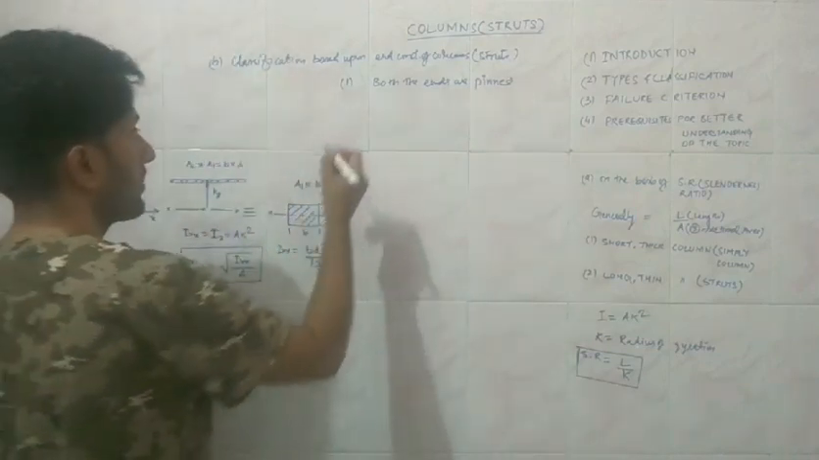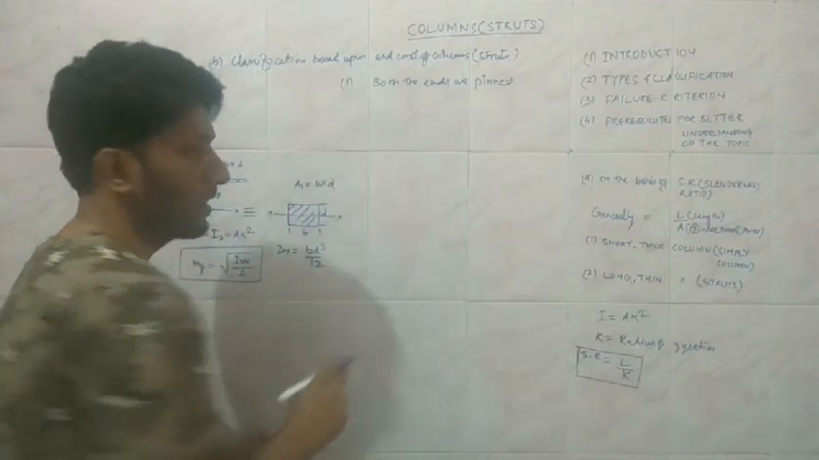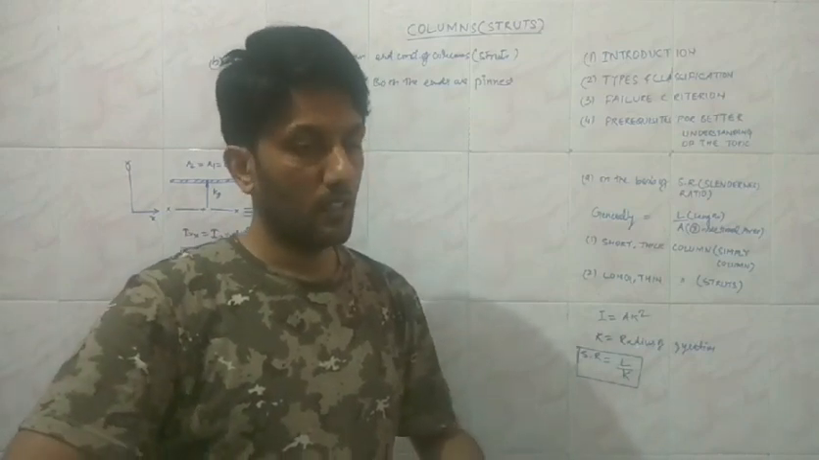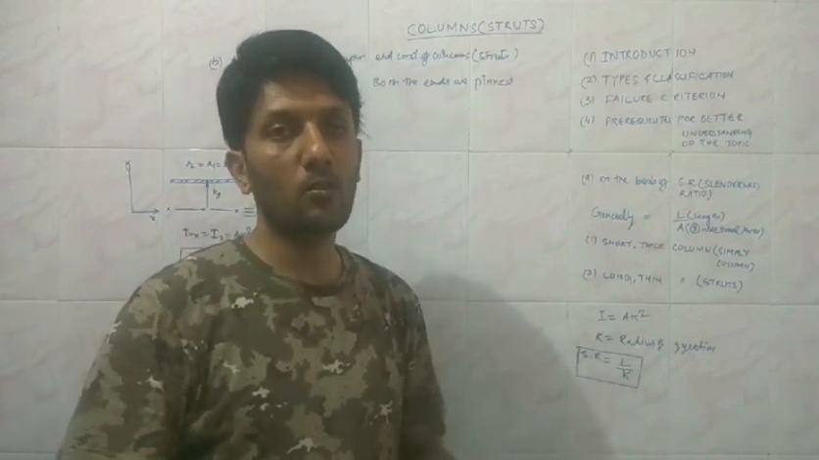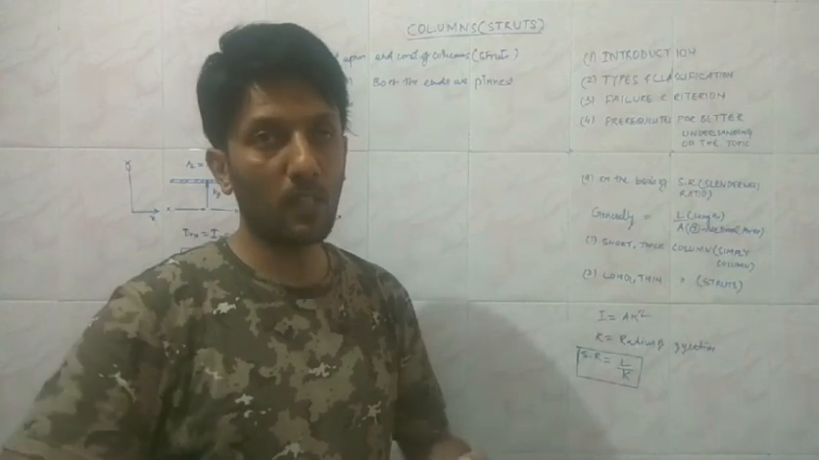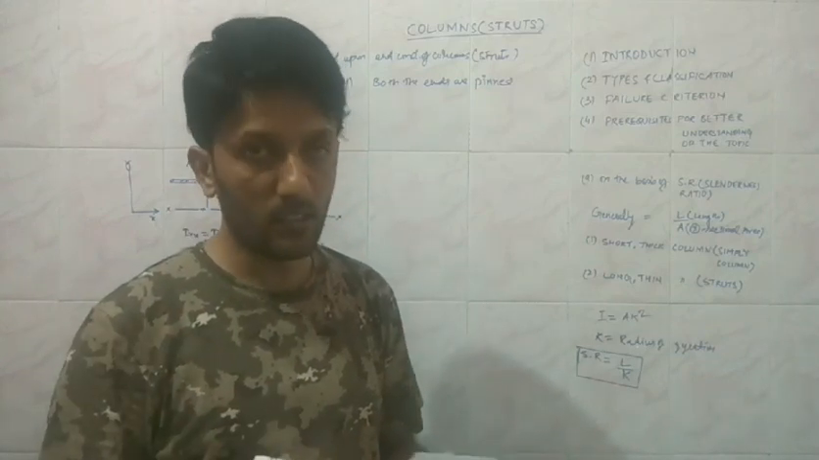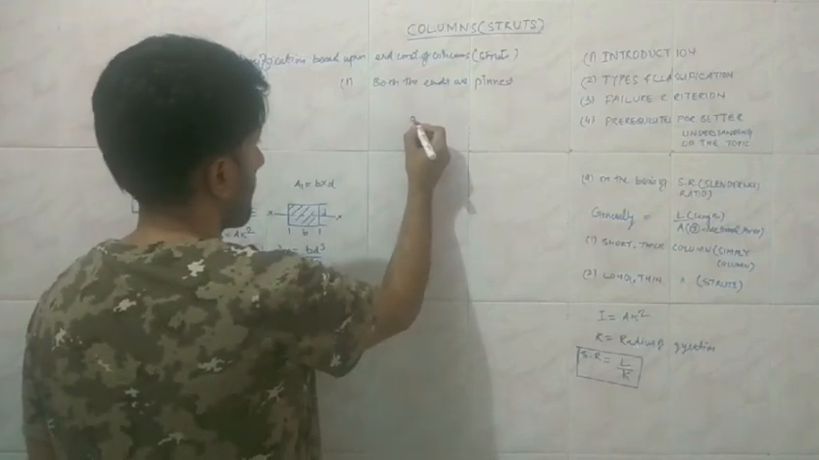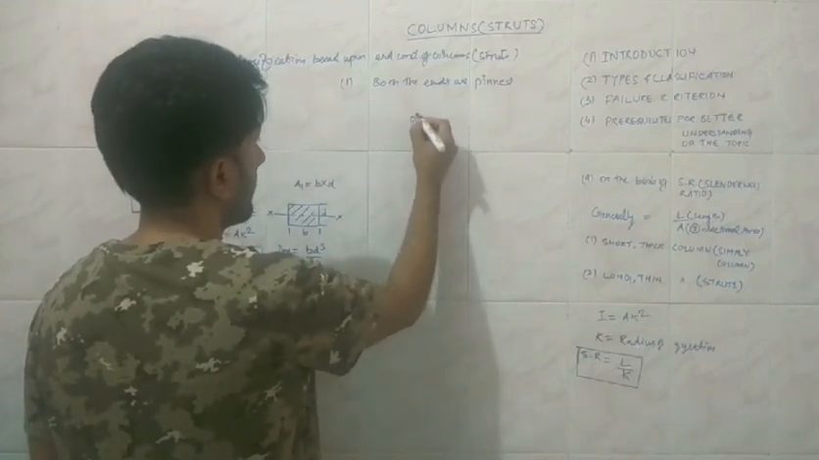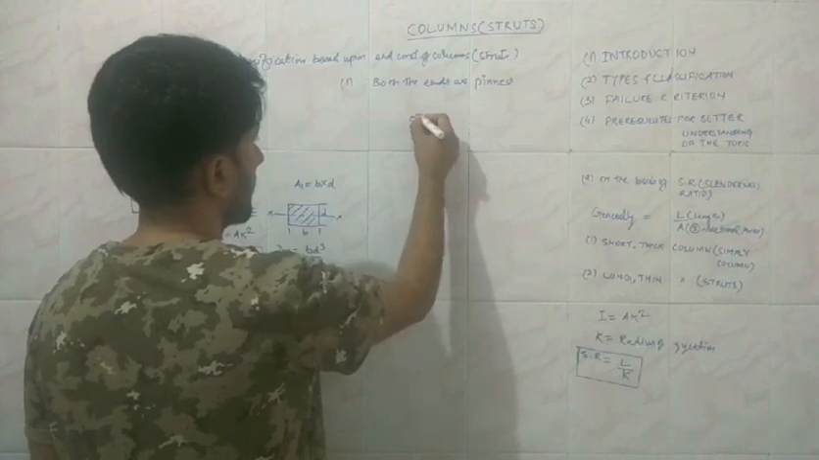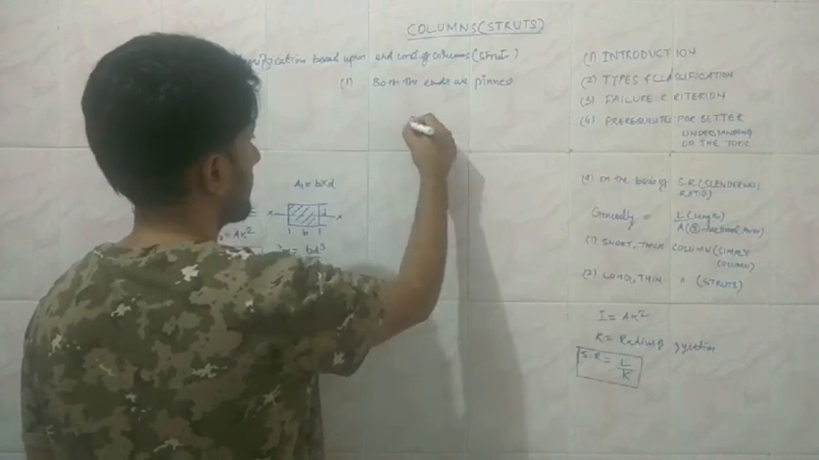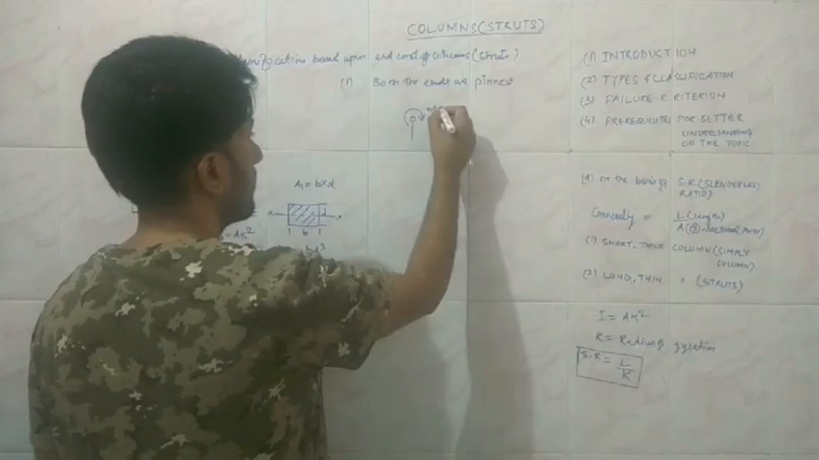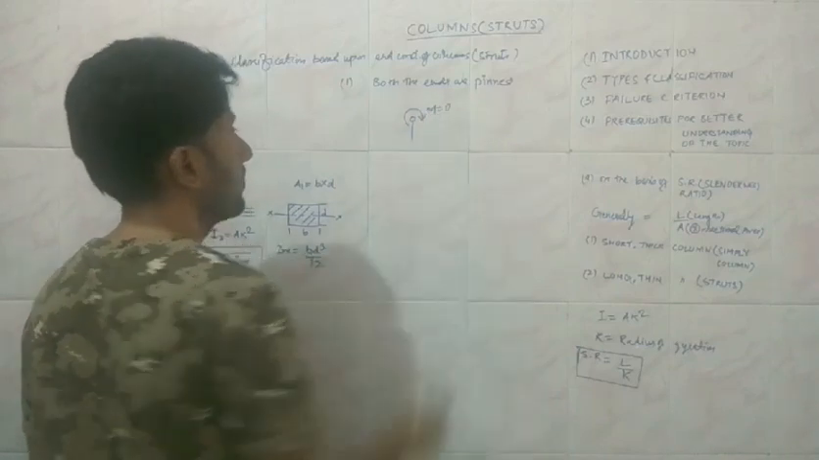Pinned means basically a revolute joint, where the two components which are pinned have free rotary motion with respect to each other. There is no resistance to the rotary motion. So in the case of a pin joint, we need to remember that if the end is pinned, it is not going to have any resistance to rotation, hence the bending moment at this point is going to be equal to 0.